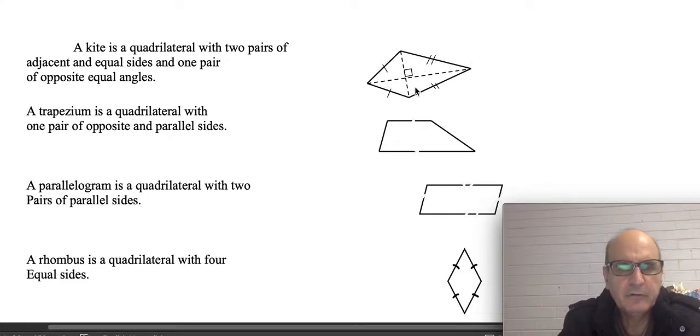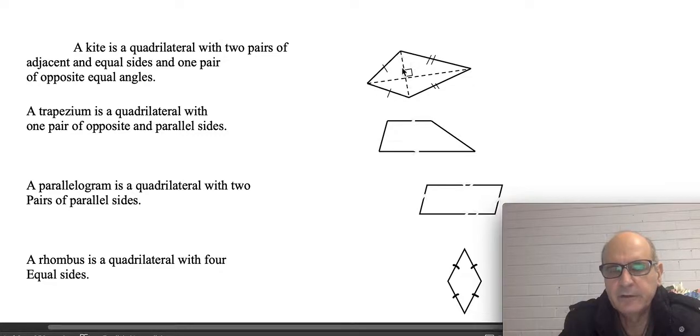The first one we want to look at is a kite. A kite is a quadrilateral with two pairs of adjacent and equal sides. So this side is equal to that, and this side is equal to that. And one pair of opposite angles are equal, so that angle is equal to that angle, but not these two angles.